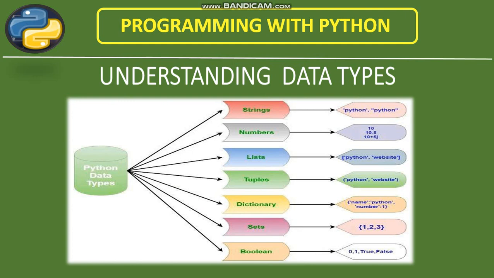Data types basically. As I have told you that Python is a dynamically typed language, but still it supports different types of data types like string, number, list, tuples, dictionary, sets, boolean. I have already explained this. For string and the others, the corresponding values are given on the right hand side, so you can understand what type of data is stored in any particular type.